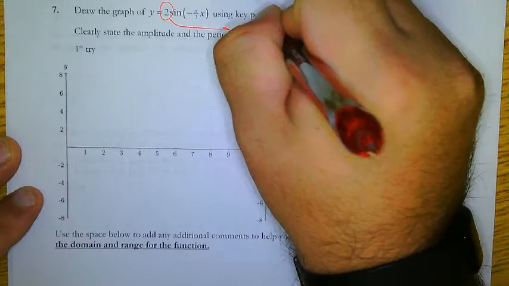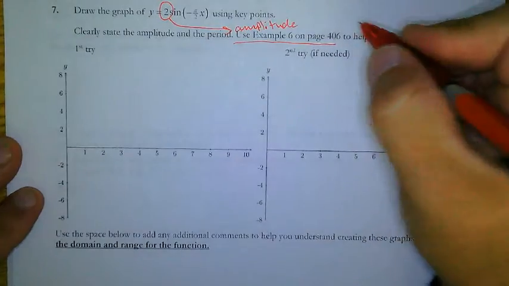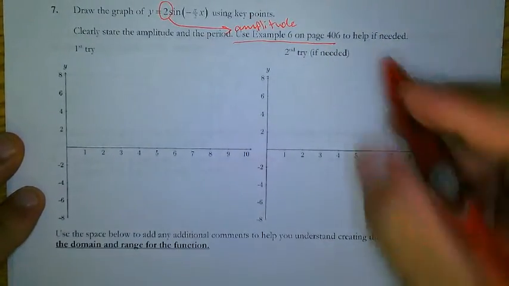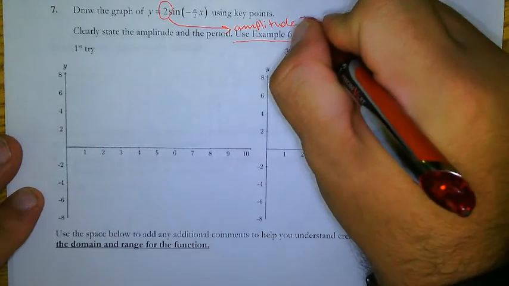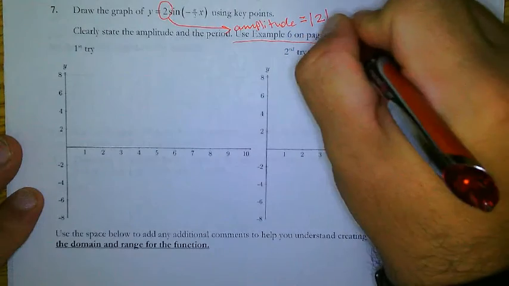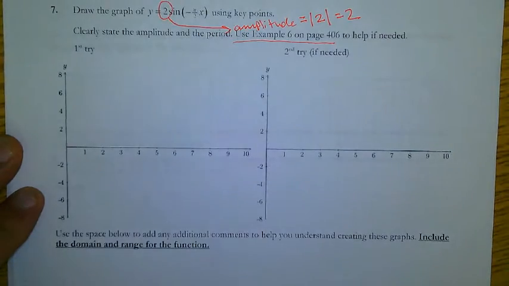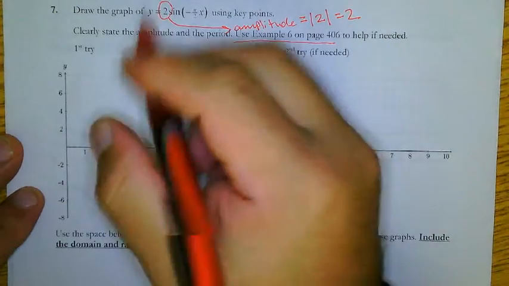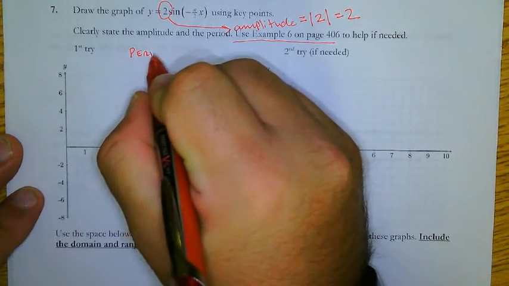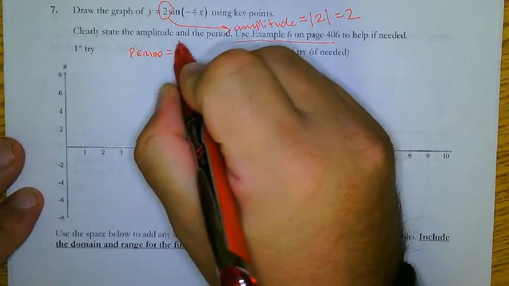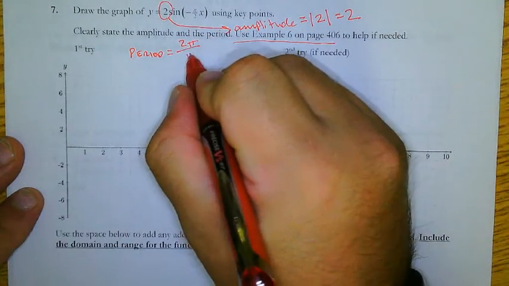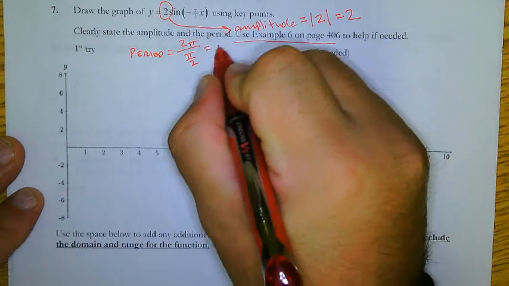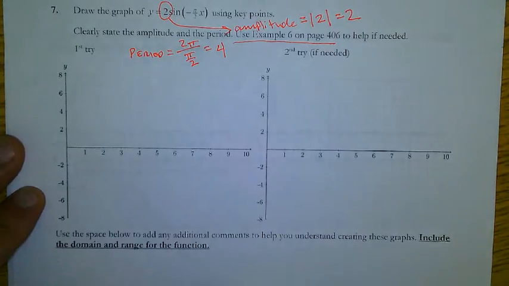So our amplitude, if we look at this, is given by the magnitude of that coefficient, which is just 2. Okay. Our period is going to be 2 pi divided by the magnitude of that coefficient, which is 2 pi divided by pi over 2, which is equal to 4.